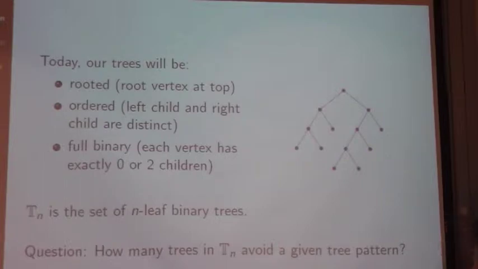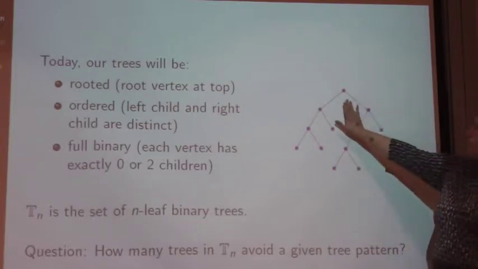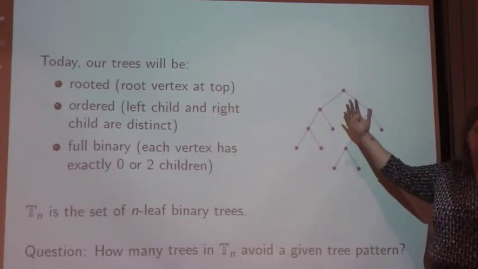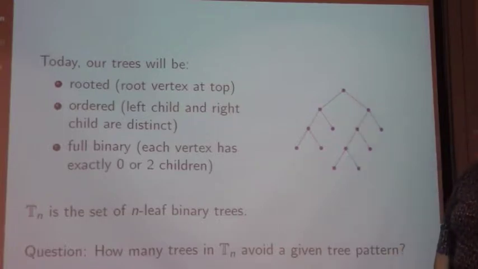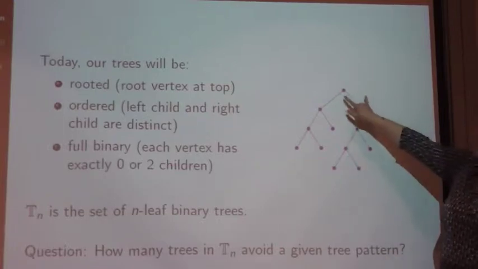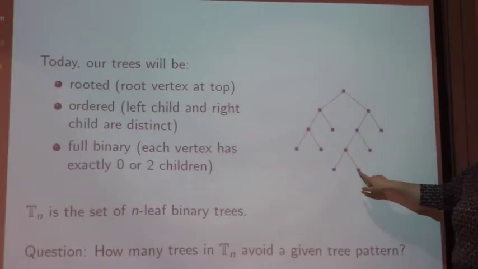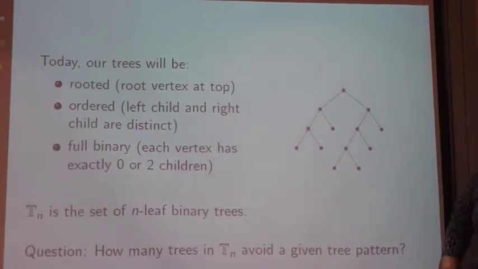So rooted just means I have a root vertex, and there are a couple different conventions. My roots will always be at the top, so my trees grow down rather than up. The trees are ordered, so I can tell my left apart from my right. If I took the reflection of this tree, that doesn't count as the same tree. And they're full binary, so every vertex either has 2 children or 0 children. There we go. So these are the trees I care about.